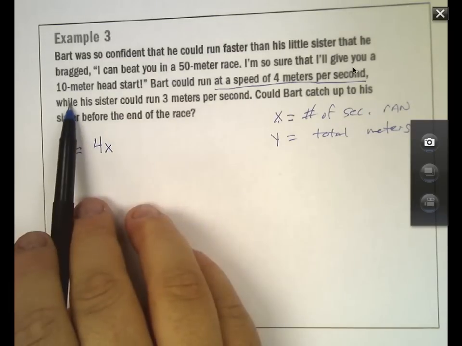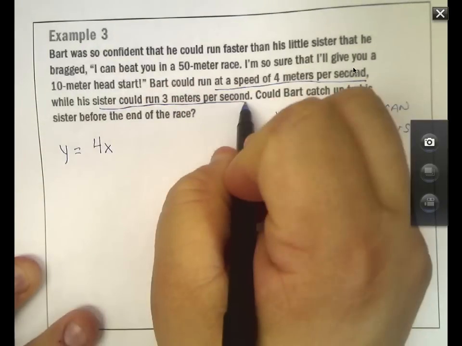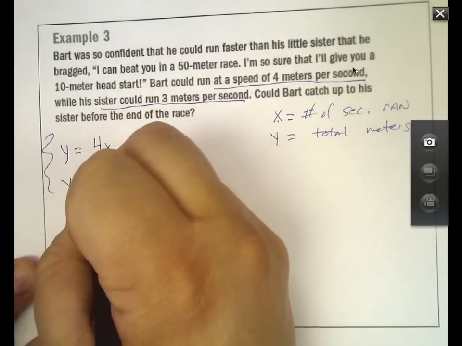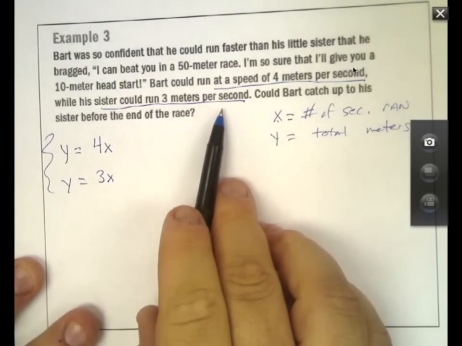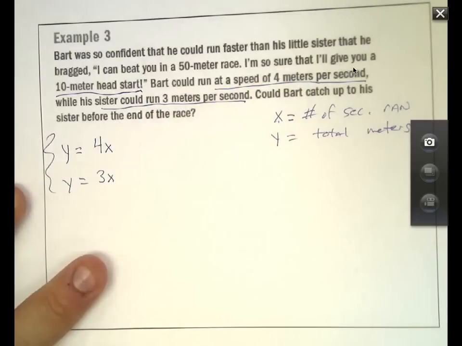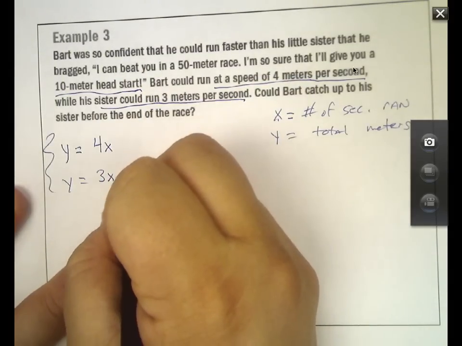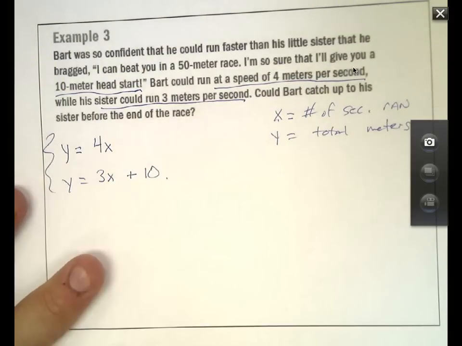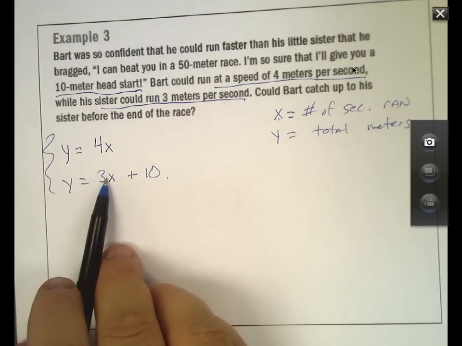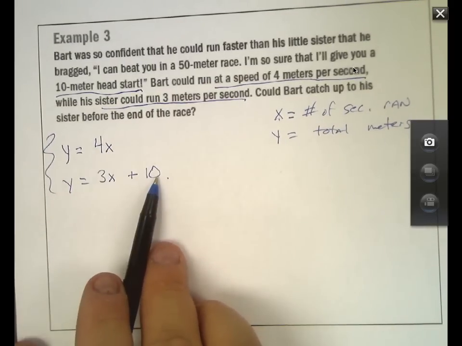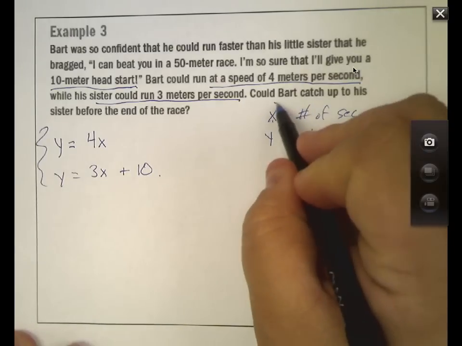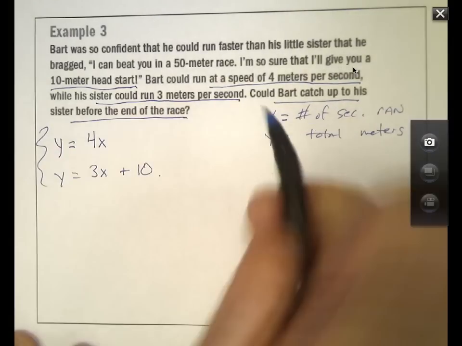Okay? His sister could run 3 meters per second. So we're going to make a new equation for her. Y equals 3x. But Bart is going to also give her a 10-meter head start. So she's already going to start 10 meters ahead of Bart. Okay? She is running slower than what Bart is, but she has a 10-meter head start. The question is, could Bart catch up to his sister before the end of the race?